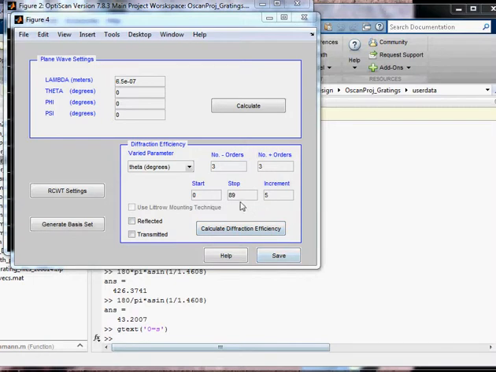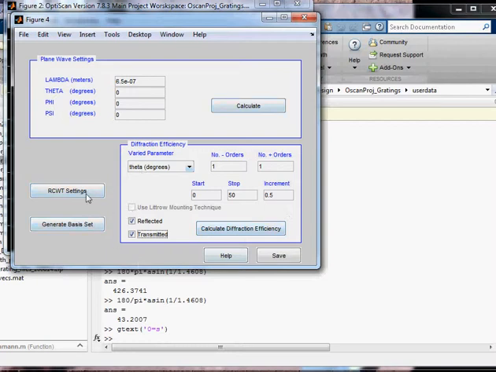So we're going to set this up for p polarization right now, and we're going to choose plus or minus 1 diffracted orders. You can do more orders, it just gets a little confusing on the graphs. We'll start at a 0 degree angle of incidence for theta and stop at 50 degrees with an increment of a half degree. And then we're going to look at reflected and transmitted diffraction efficiency.